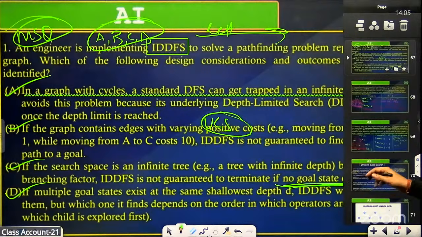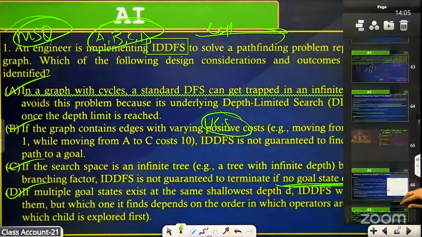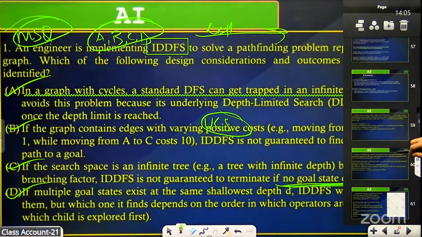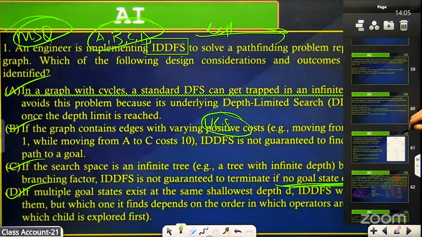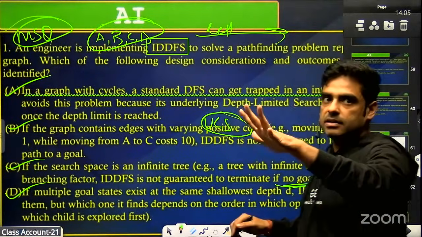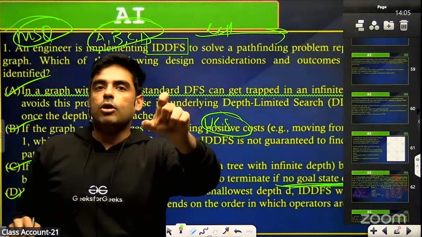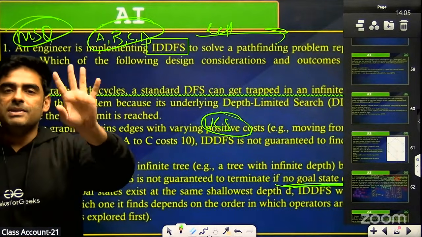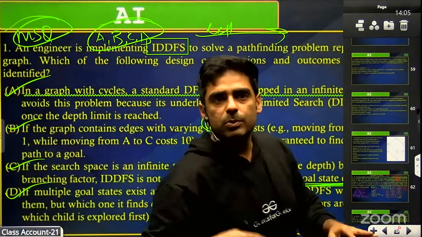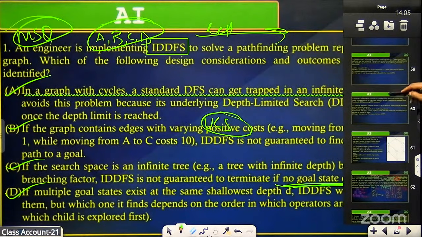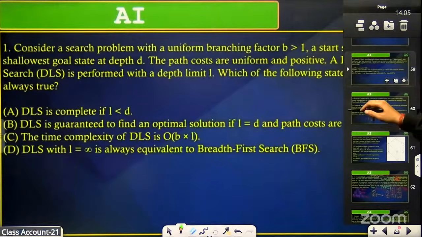Okay, so these are certain questions, and they will actually help you in solving MSQ questions. Guys, today I'll only be discussing numericals, questions on uninformed search. From tomorrow I'll be starting with informed search. So I think it will be a very good session for you. Okay, now let us start with question number 1.